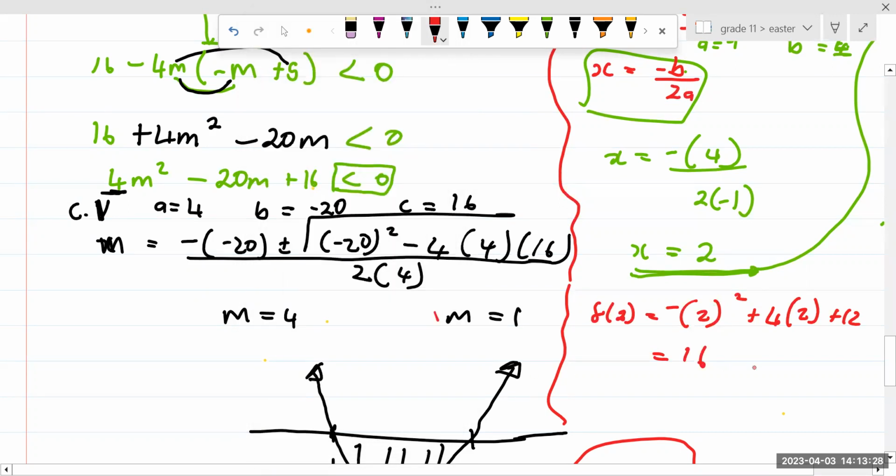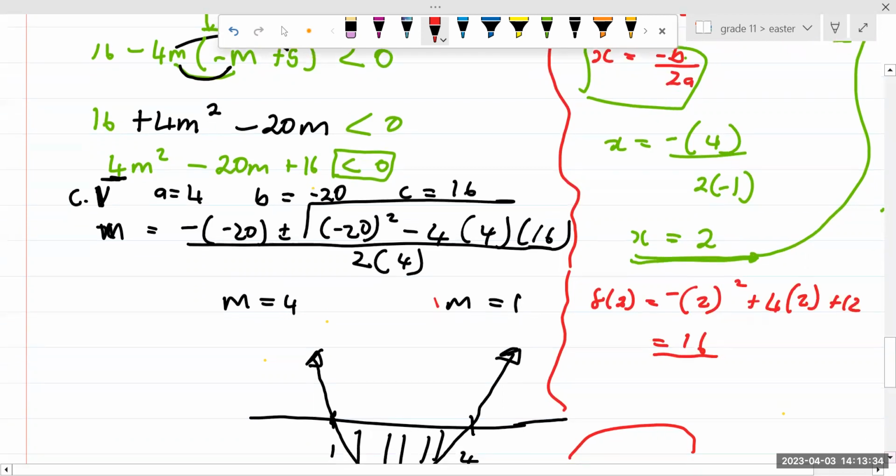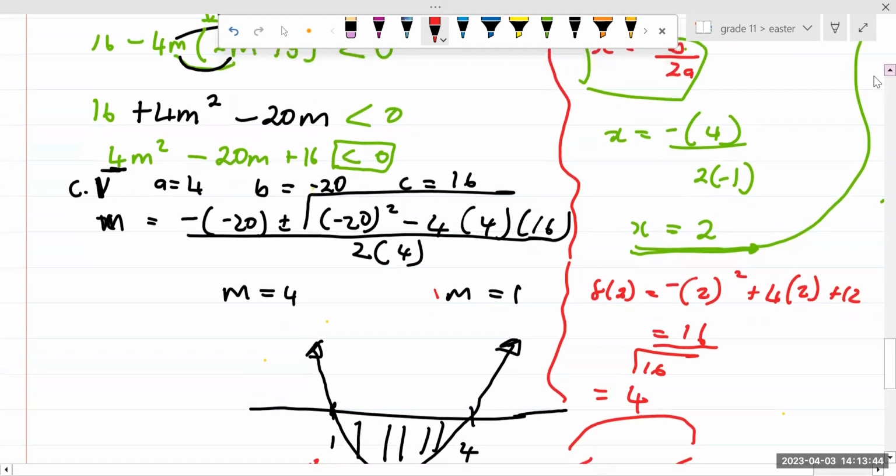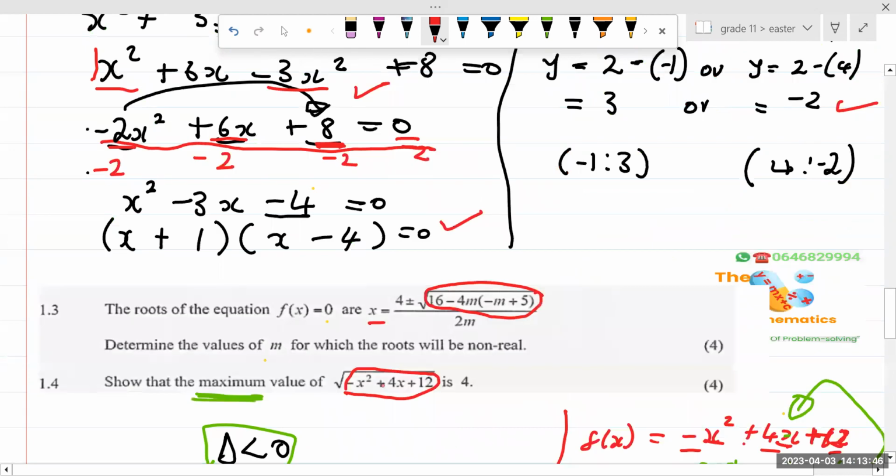Now remember, when I solved it, this thing was inside the square root. So I'll go back and put it inside the square root. I have the square root of 16. What is the square root of 16? It's 4. Then you have shown that the maximum is equal to 4.